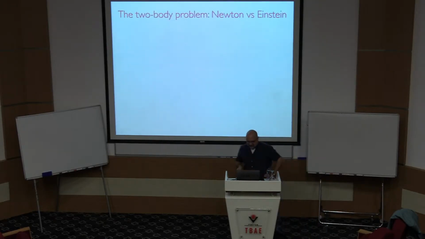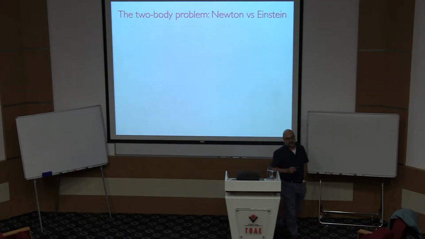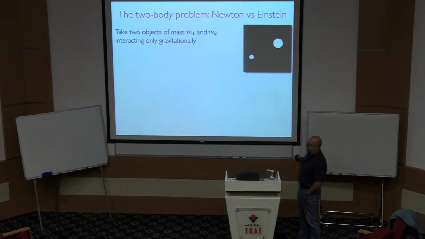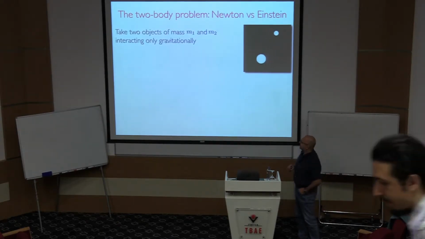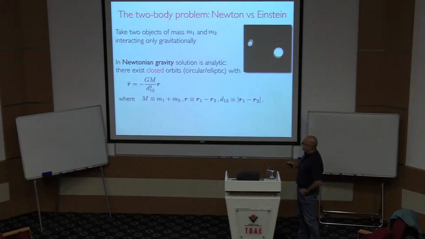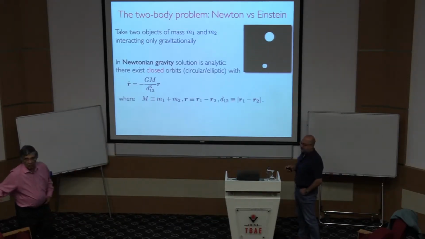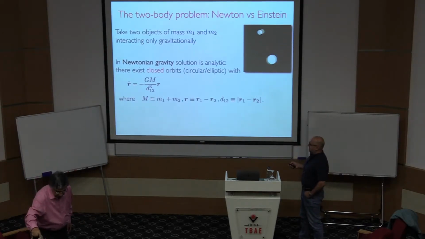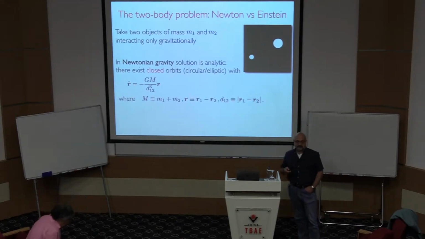So what we're talking about here is the two-body problem. I know that you have something else in mind when you think about the two-body problem, but here we mean a problem where we have two objects which have given masses, m1 and m2, which are interacting only gravitationally. In Newtonian gravity, this problem is extremely simple to solve. In fact, this is the solution to the problem. You are just asking for a balance between a gravitational force and a centrifugal force.